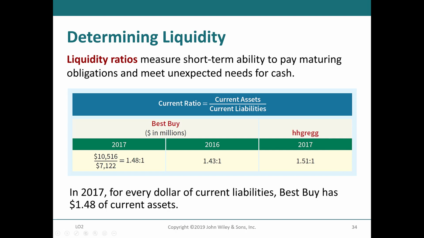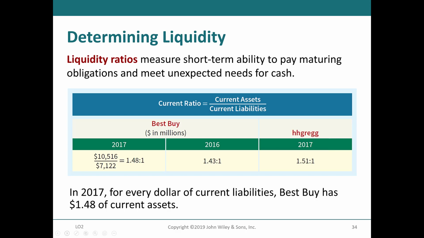Okay, so here we have for 2017, comparing them both, 1.48. Here we see that they have the ability to pay. For every dollar of current liabilities, Best Buy has $1.48 of current assets to pay it. So in 2017, you see it's a little bit better compared to 2016. Any creditor willing to lend their money on the short term looks at the balance sheet and is able to say, oh yeah, they'll be able to pay.